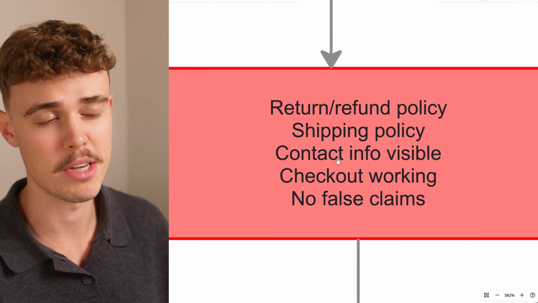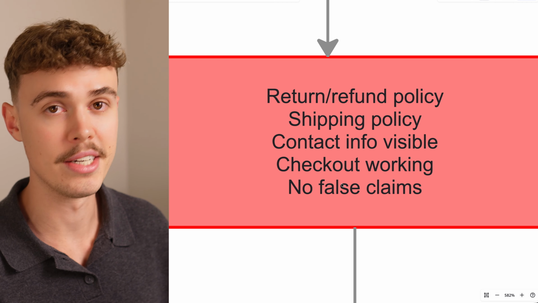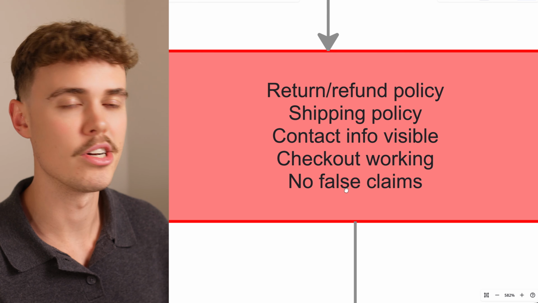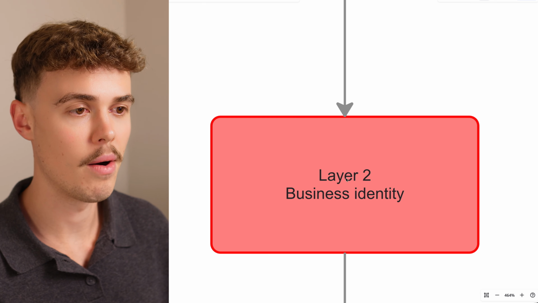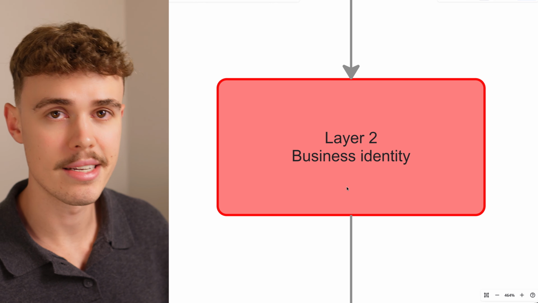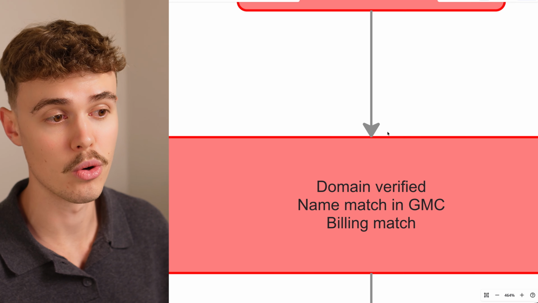And finally, no false claims. Like I said, don't say anything on your website that you can't back up or that the data doesn't back up. And if you think there's anything that may be kind of on edge, then just remove it to be safe. All right, layer 2 is your business identity. This is one that a lot of people forget to set up in Merchant Center, but can have a serious impact on your trustworthiness in Google's eyes.